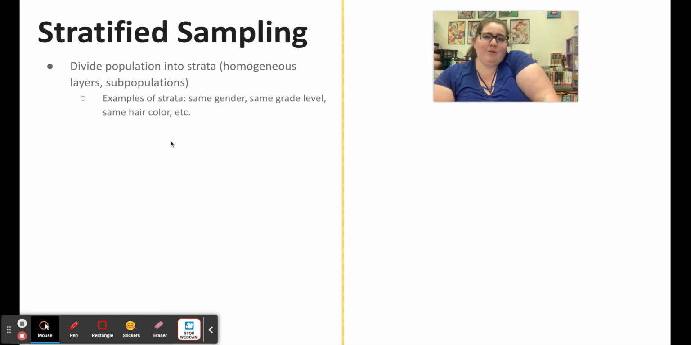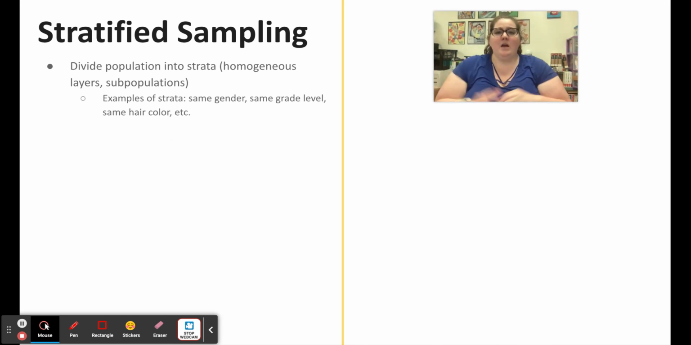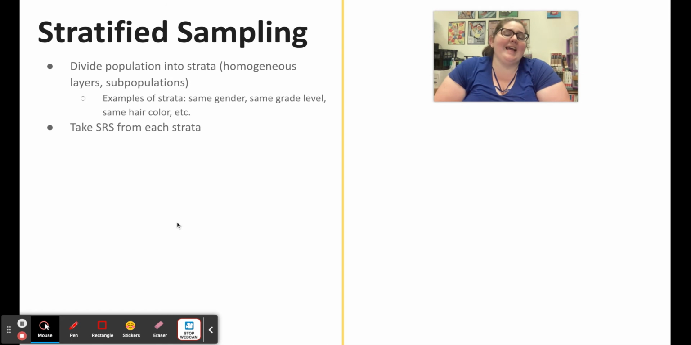So examples of strata would be, we group everyone of the same gender together, so we separate our males and our females. We group the same grade level together: freshman, sophomore, junior, senior. We group together people with the same hair color. Maybe we group people of similar ages, etc. Right, so we put subjects together based on some similar characteristic, and then we take a simple random sample from each of those groups.